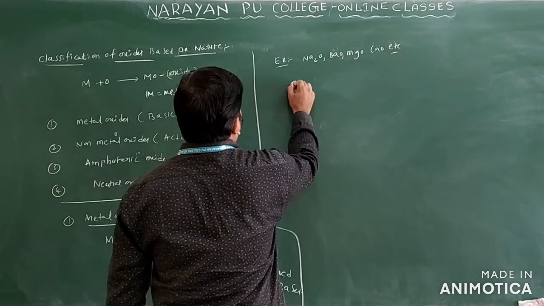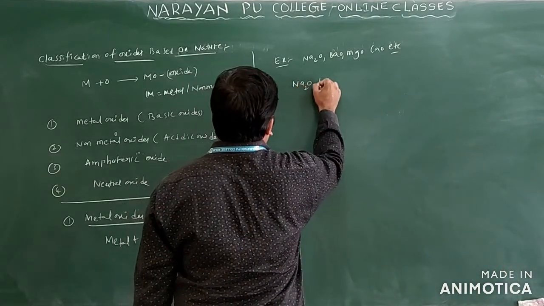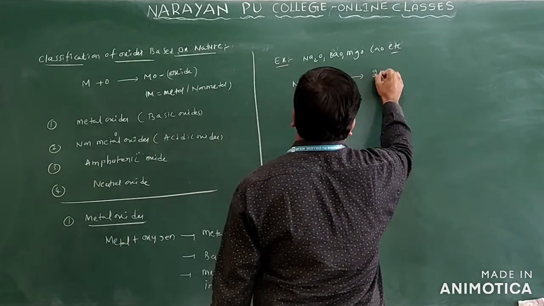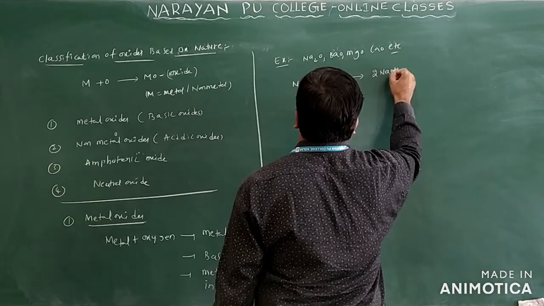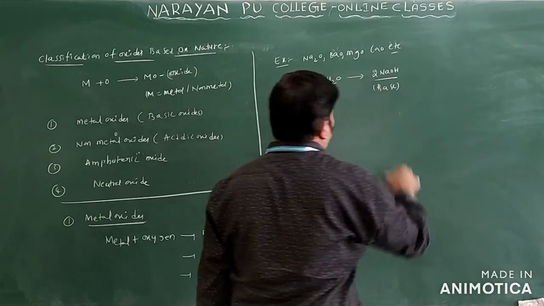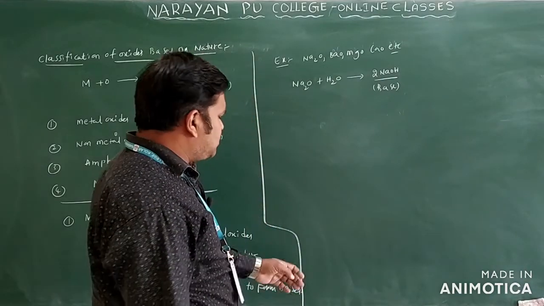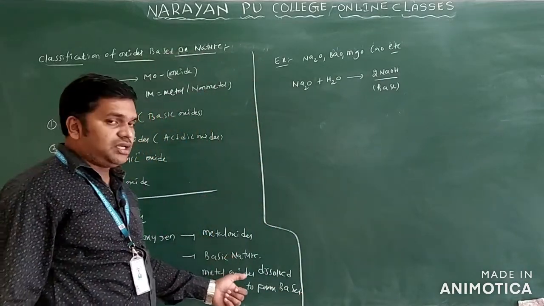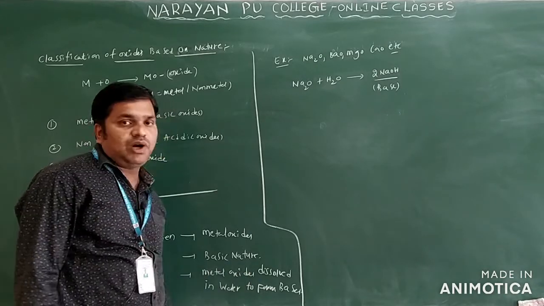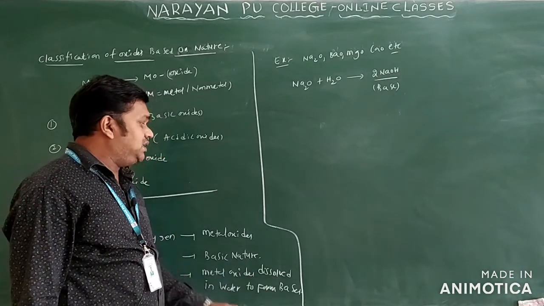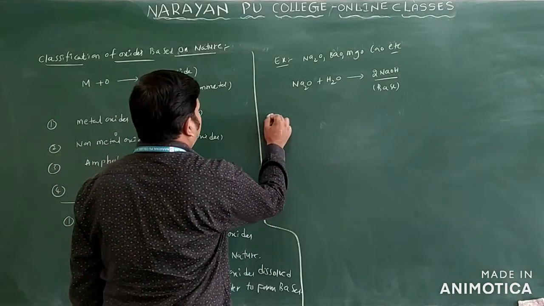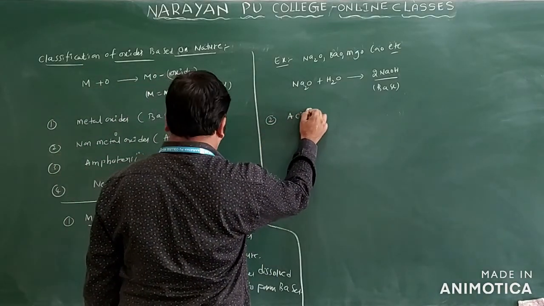Suppose I am dissolving this sodium oxide, Na2O, in water. The compound you get here is sodium hydroxide. This sodium hydroxide is a base only. So like this, metal oxides are basic in nature. When metal oxides are dissolved in water, they form bases only. That's the reason metal oxides are called basic oxides. Okay, see the second one we have: acidic oxides only.